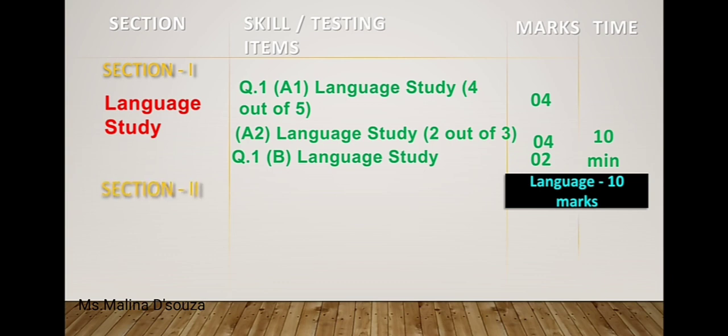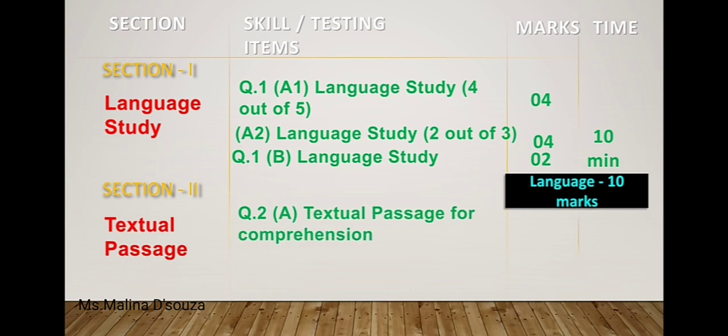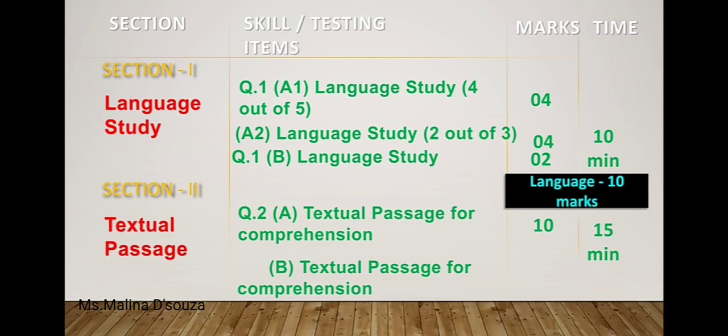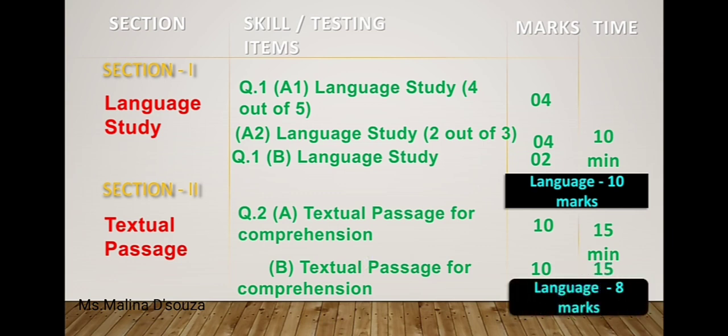Now the next one. Section 2 is a textual passage. Matlab a seen passage, a passage that you've read, a passage that you have studied. Your question number 2A, a textual passage for comprehension, is for 10 marks and you are expected to complete it within 15 minutes. Here in question number 2B, again, another seen passage, another passage from your textbook. For 10 marks, you complete it within 15 minutes.